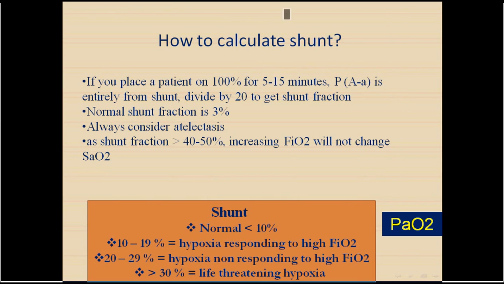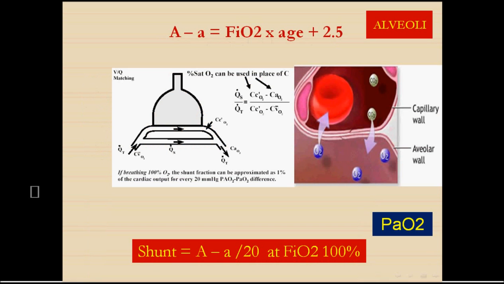How to calculate the shunt? Simply, if you put the patient on FiO2 100%, and after 20 minutes, which is the ranging time, calculate the alveolar and measure the arterial, and the alveolar-arterial gradient over 20 will give you the shunt. We usually do this when you put the patient on the ventilator. To start, you put him on 100%, and after 20 minutes, just take your measurements. Normally, the shunt is less than 10. If it is 10 to 19, this is hypoxia which responds to high FiO2. 20 to 30 is hypoxia which does not respond. More than 30 is life-threatening and incompatible with life.